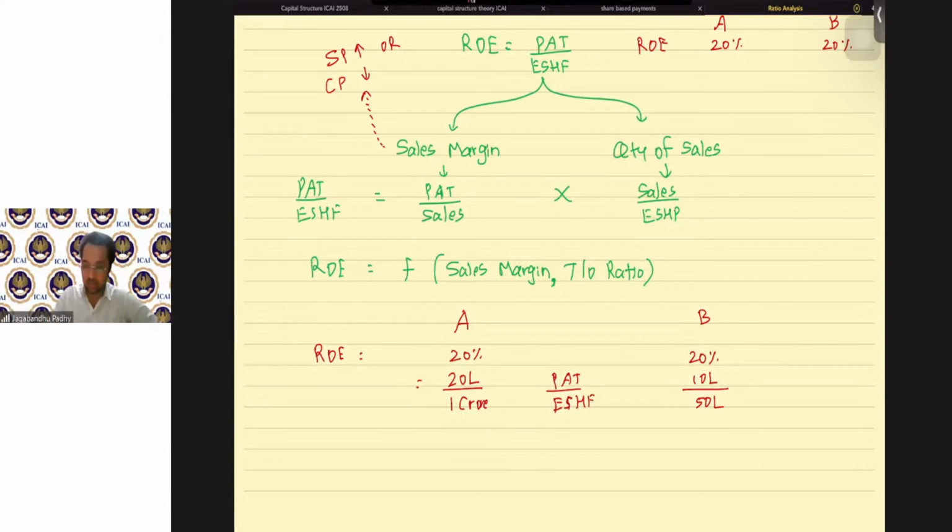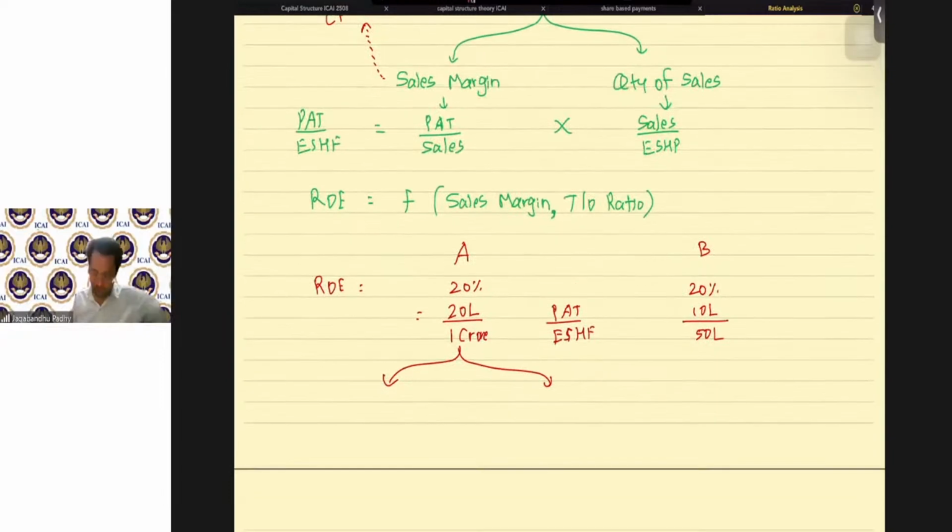So at the end, we say that both of them are earning 20% for their equity shareholders. So what's the distinguishing factor between both of them? I just go a bit down and I find that for company A, the profit margin, which is PAT upon sales, is 20 lakh on a sale of 20 crore.